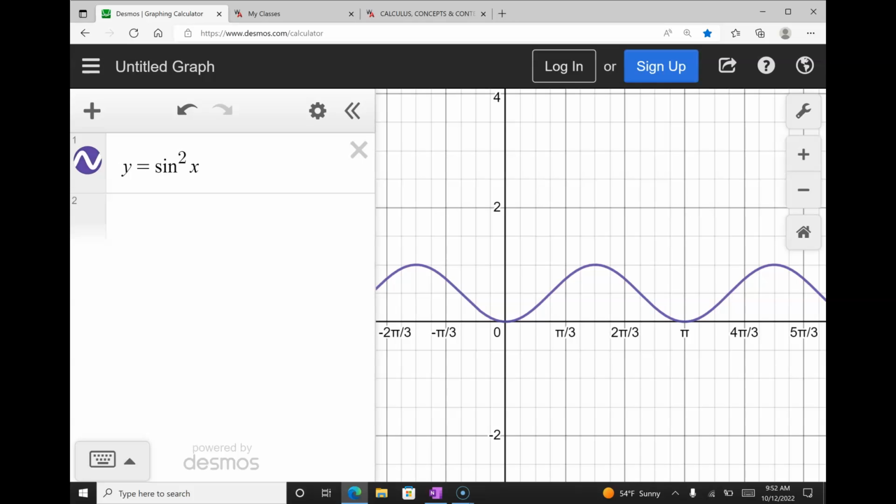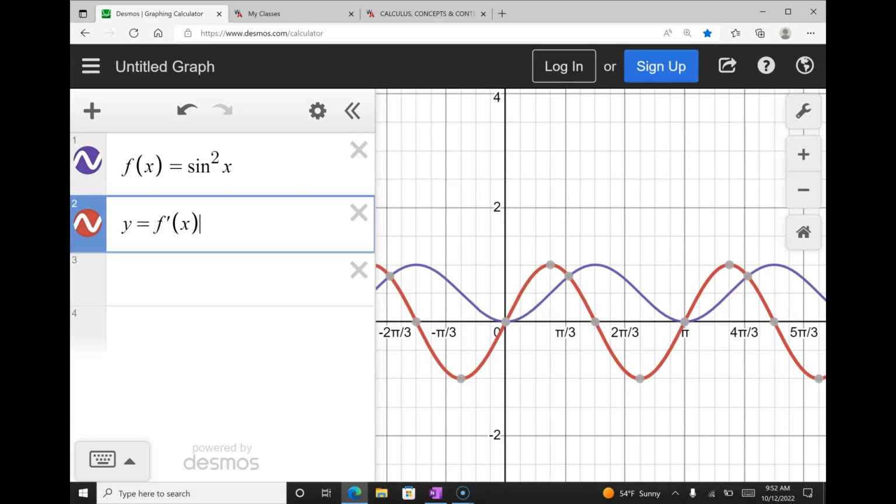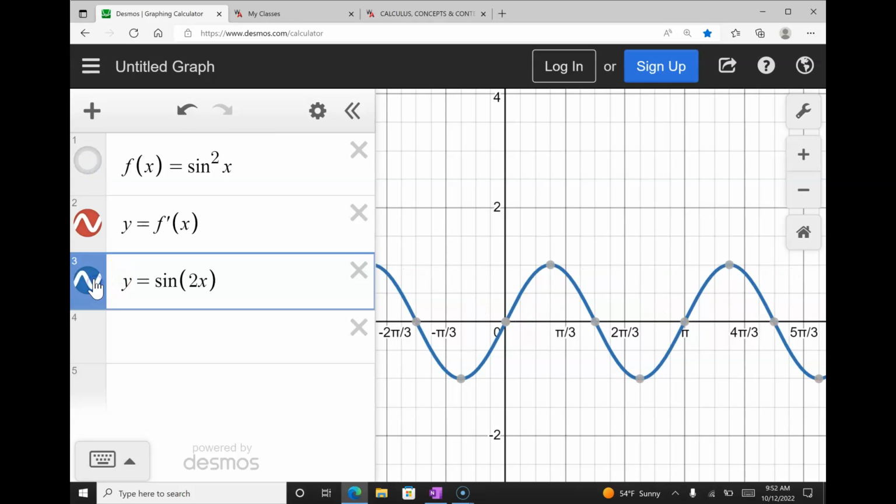Okay, but anyway, my investigation should be, I've got to call the first one f of x. And now I can have Desmos do my y equals f prime. And then put in my y equals, what did I get? Sine 2 theta, right? Sine 2x. And I'm going to hide my original function and then make sure my other ones are matching, right? So I'm showing that I got the derivative right. So you need to sit there and do it again anyway.